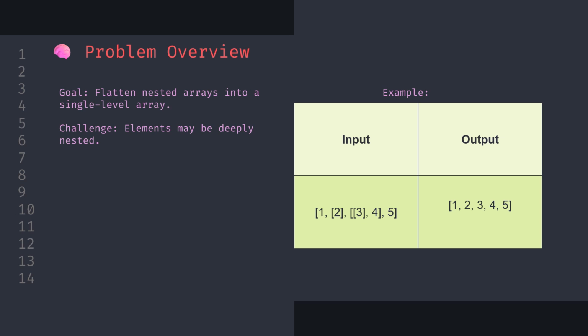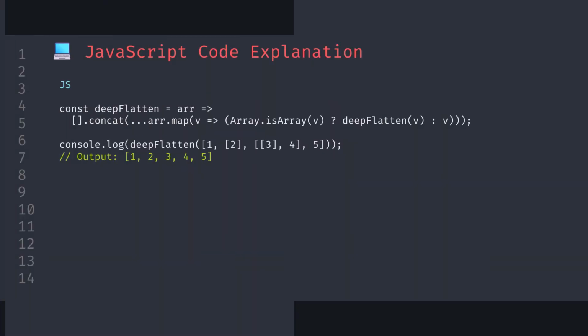Let's break down how this is done step by step. This function checks each element. If it is an array, it recursively flattens it. If it is not, it just returns the element. We use concat and spread to merge all values into a single array.